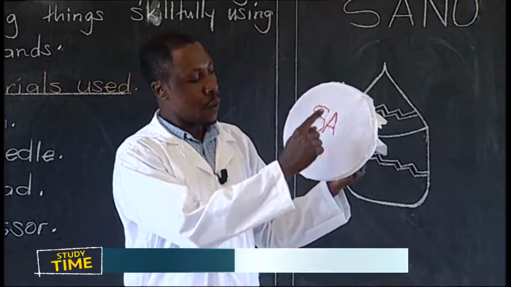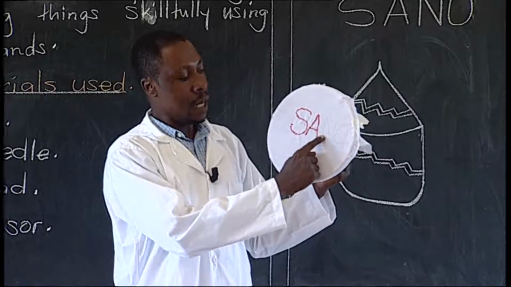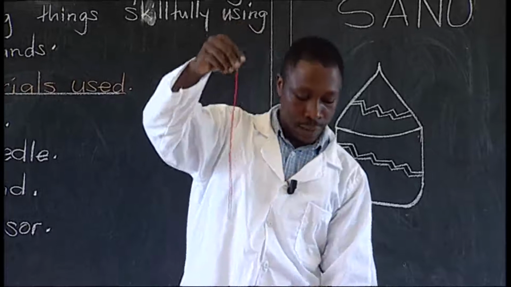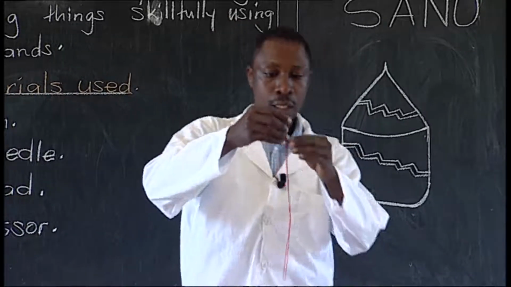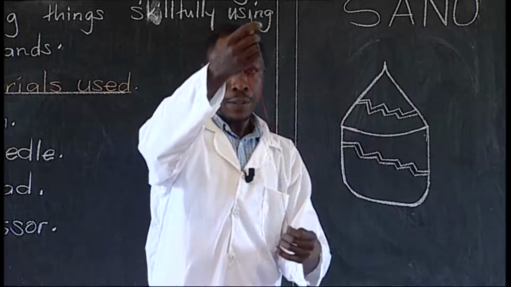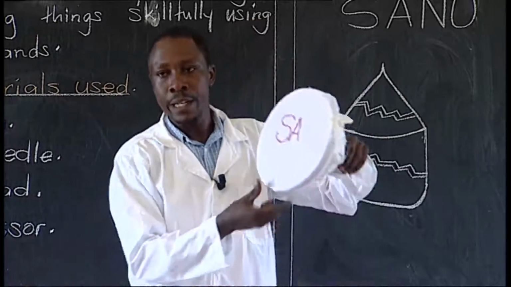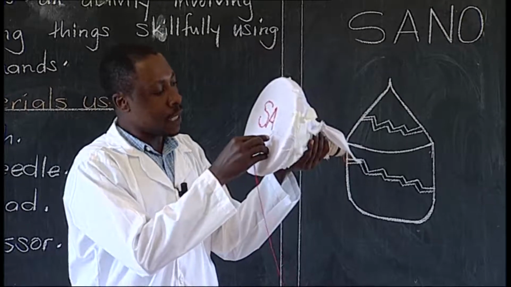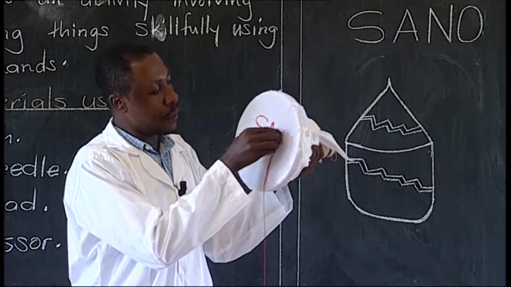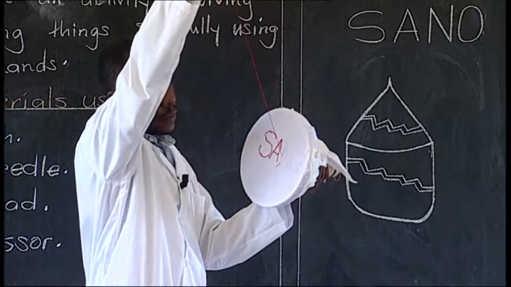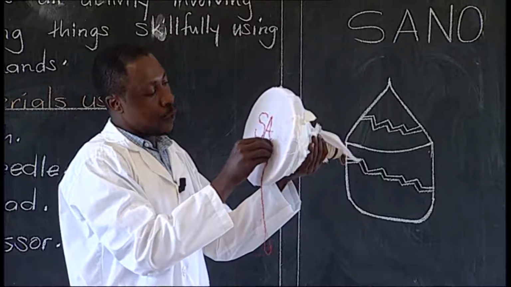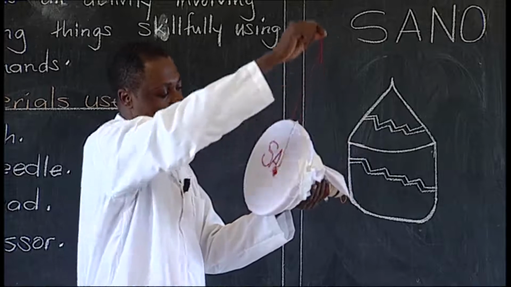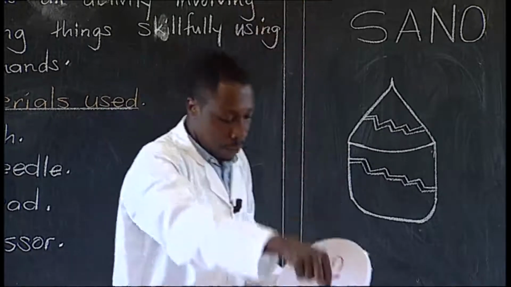We have S now and A, so we are going to go to N. We are remaining with N and O. So get your needle again. We are still having a thread there. Arrange it very well. Then you start your N. Observe very well the way I am putting the name Sano on my piece of cloth. My needle is out.